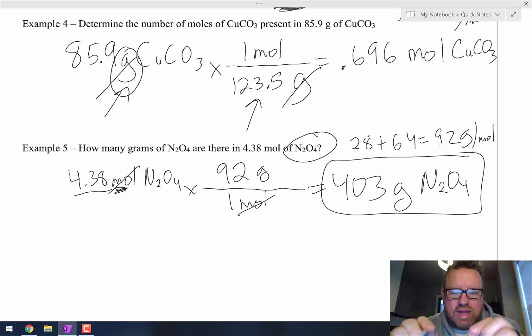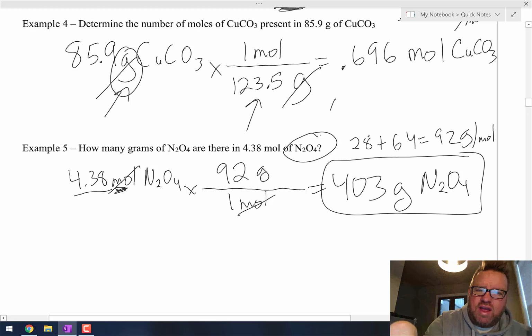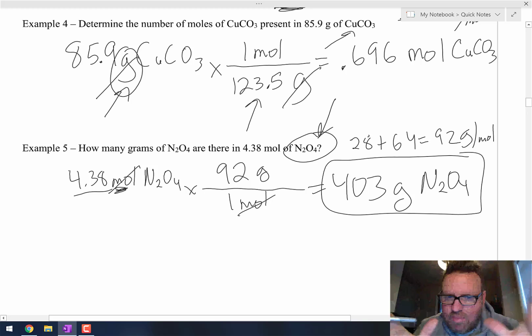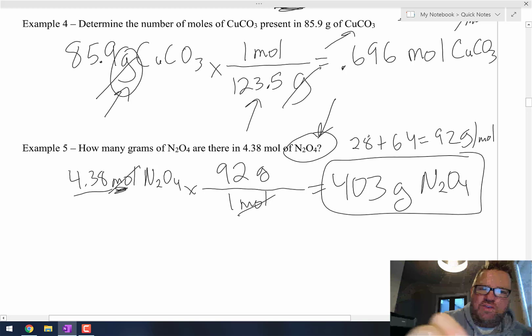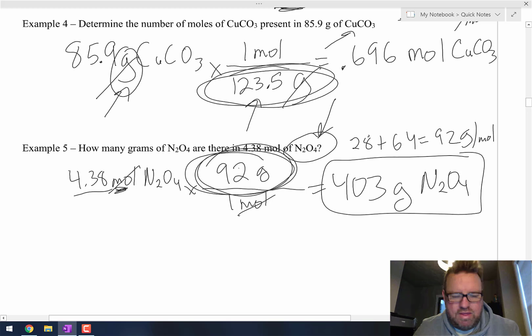So every time you are converting from grams to moles or moles back to grams, you use the molar mass. You go to the periodic table just like I did on those 4 examples, find the molar mass of whatever compound it is, and add up all those masses. If you're converting from grams to moles, you divide by the molar mass. If you're going from moles to grams, like example 5, I multiplied by the molar mass.